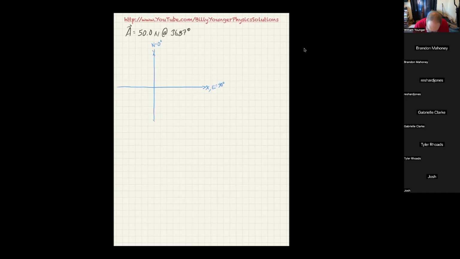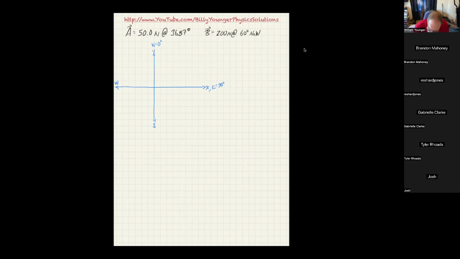And then, of course, this will be south, and this will be west. So I've got A is equal to 50 newtons at 36.87 degrees. I'm going to say that B vector, in this case, is 200 newtons at, let's say, 60 degrees north of west. I'm going to show you what that means in a second.